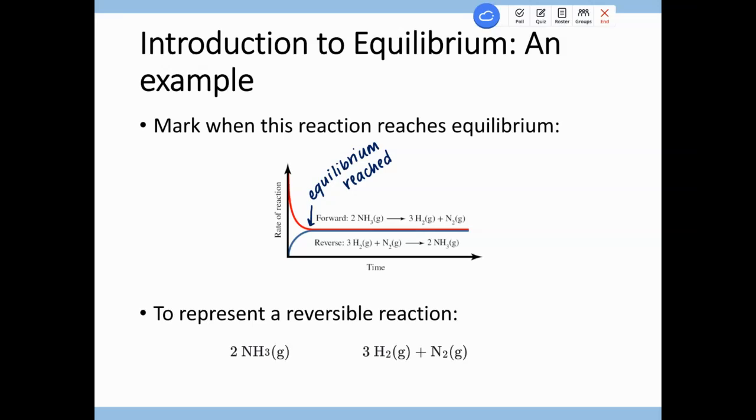When we write a chemical reaction that is reversible, if a reaction is reversible, it can exist in equilibrium. We use a single-headed arrow pointing to the product side, and a single-headed arrow pointing to the reactant side. This implies that both the forward and reverse reaction occur. And at a certain point, this reaction will reach equilibrium.